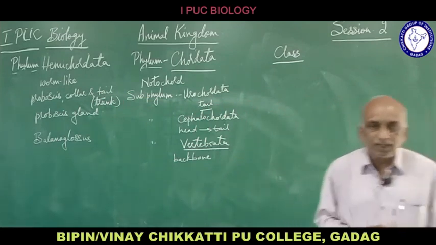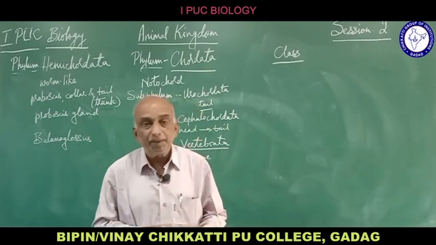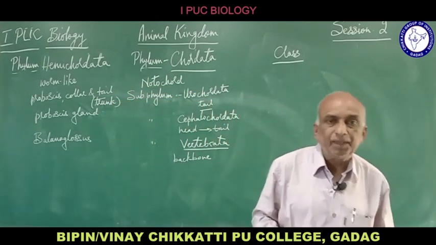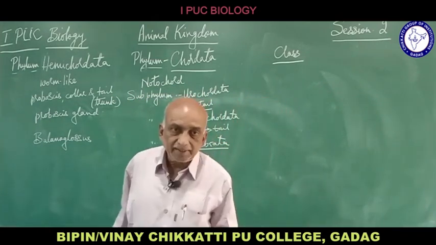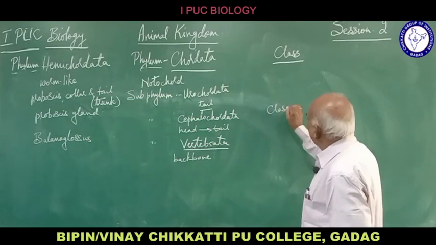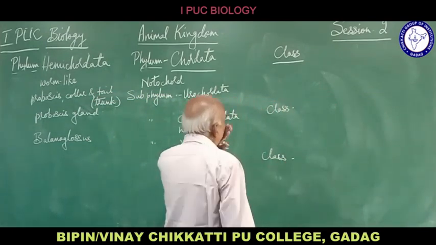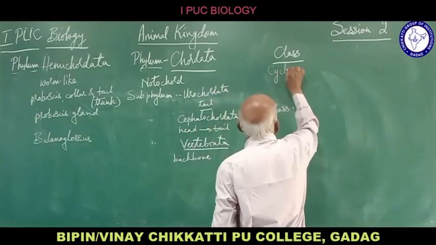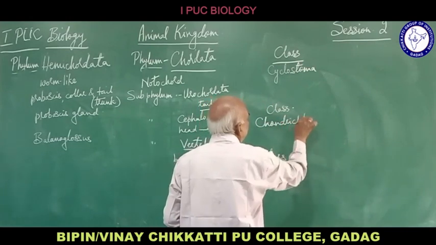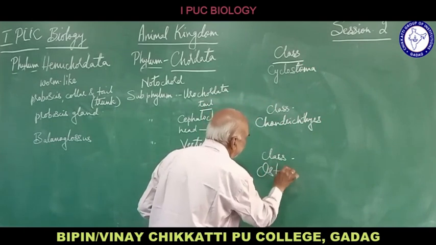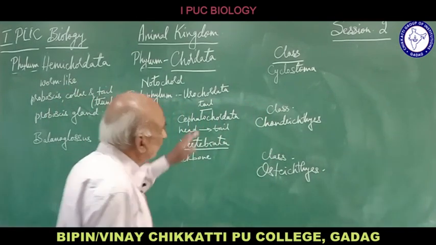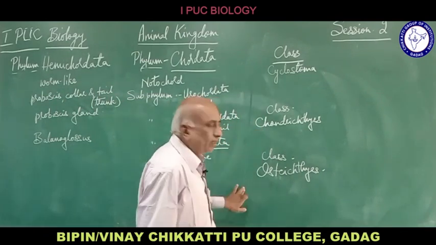Here there are about 7 classes: class Cyclostomata, class Chondrichthyes, class Osteichthyes, class Amphibia, class Reptilia, class Aves, class Mammalia. So fish, amphibians, reptiles, birds and mammals. But fishes are divided into 3 groups again. There are 3 classes under fish: Cyclostomata is one group, Chondrichthyes is another group, Osteichthyes is another group. So all these 3 are the fish groups.